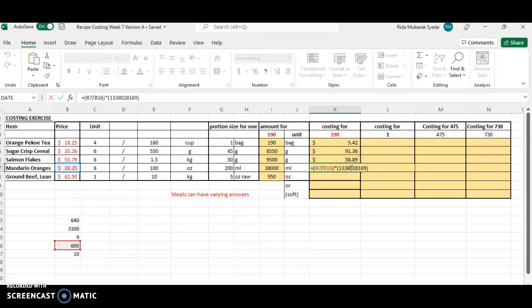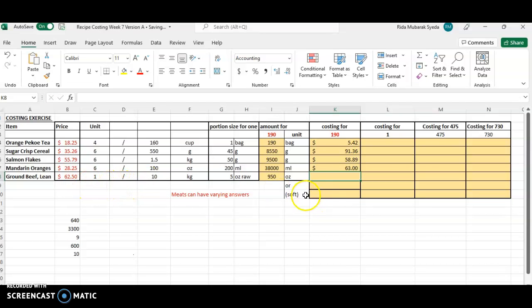Oh, the point, and then enter, and we get 63. There you go. And now for the last one, we have over here, and for meat, we have 3 different methods that we can convert or find the costing. So there is ounces, there's another way of ounces, and then there's the soft. And it's only for meat, nothing else but meat.